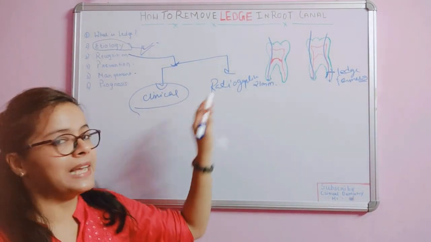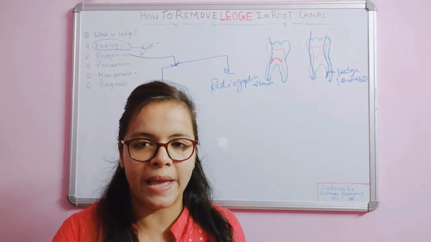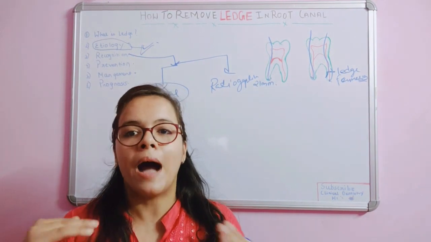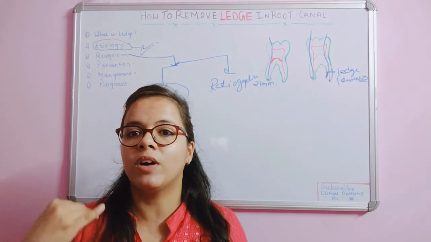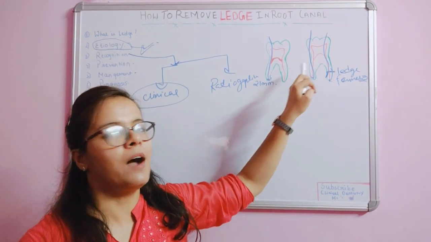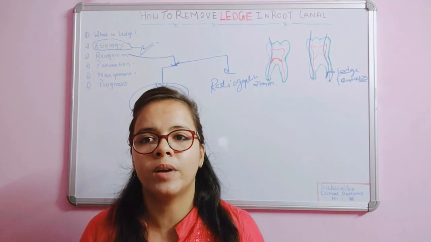और रेडियोग्राफिकली कैसे आपको पता चलेगा कि आपने लेज बना दिया है? जब आप उसी वर्किंग लेंथ पे फाइल इंसर्ट करके रेडियोग्राफ लेंगे तो आपको रियलाइज होगा कि आपकी इनिशियल वर्किंग लेंथ 21 mm जितने लेंथ तक आपकी फाइल पहले जा रही थी अब इतनी शॉर्ट जा रही है. दैट मीन्स आपने एक लेज फॉर्म कर दिया है.